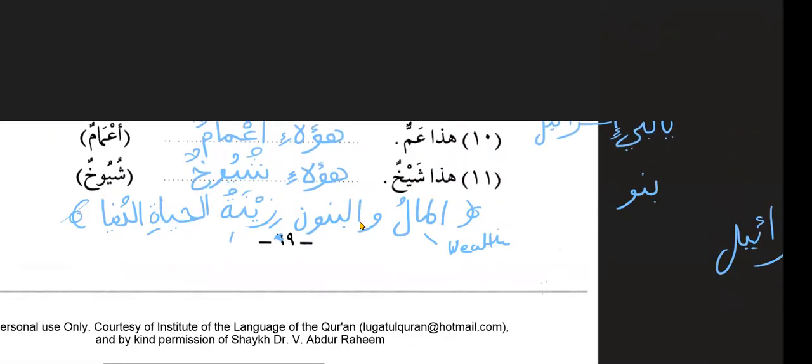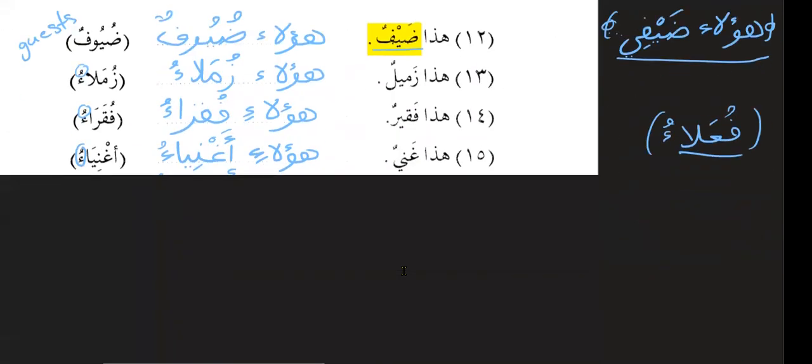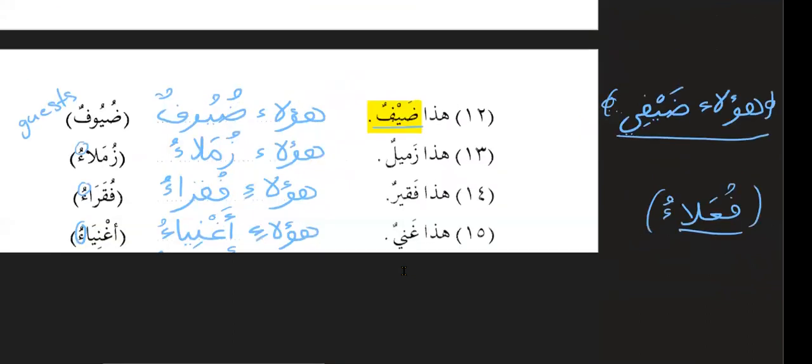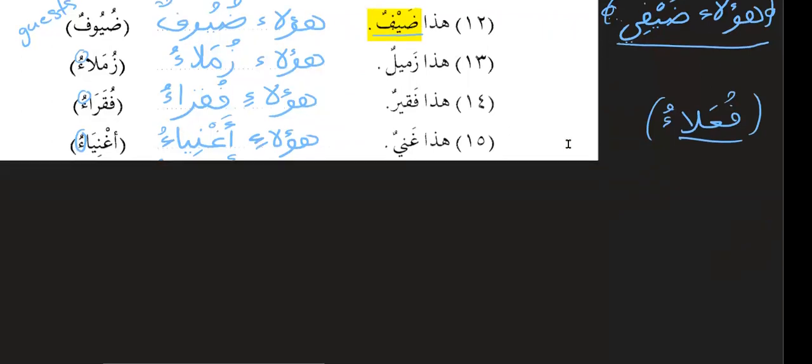Okay, we have another one. You can say also مشايخ as well for another plural. And then we have هذا ضيف, هؤلاء ضيوف, هذا زميل, هؤلاء الزملاء, هذا فقير, هؤلاء فقراء, هذا غني, هؤلاء أغنياء. There we go.